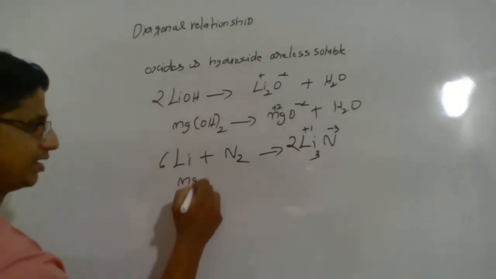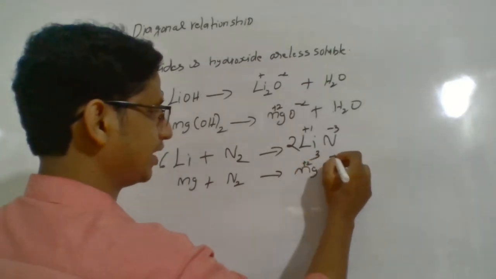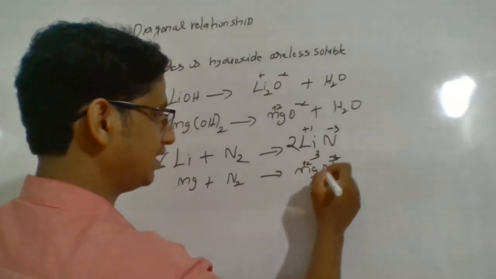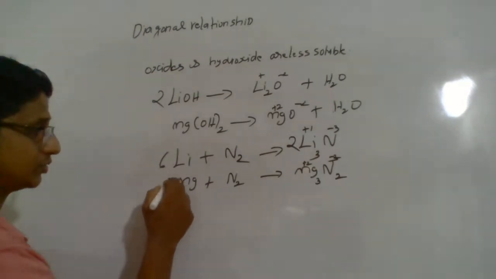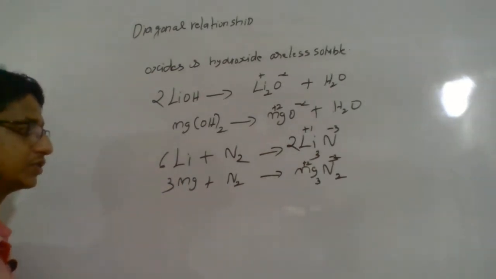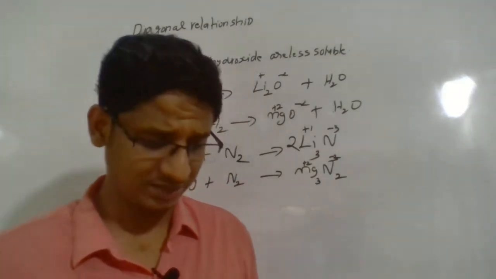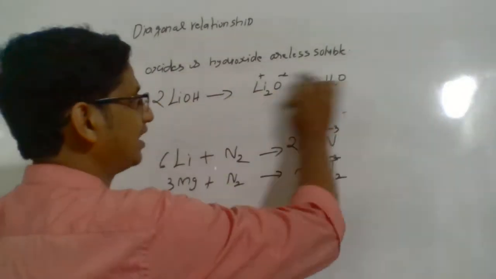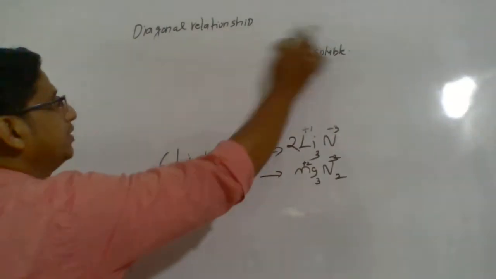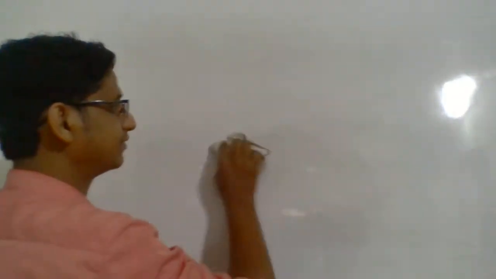Similarly, magnesium combines with nitrogen to form magnesium nitride. Magnesium is plus 2, nitrogen is minus 3, so Mg3N2, magnesium nitride. So that's the way both combine with nitrogen to form corresponding nitrides. This is a similarity between lithium and magnesium, where other alkali metals generally do not combine with nitrogen to form nitrides, but lithium does.